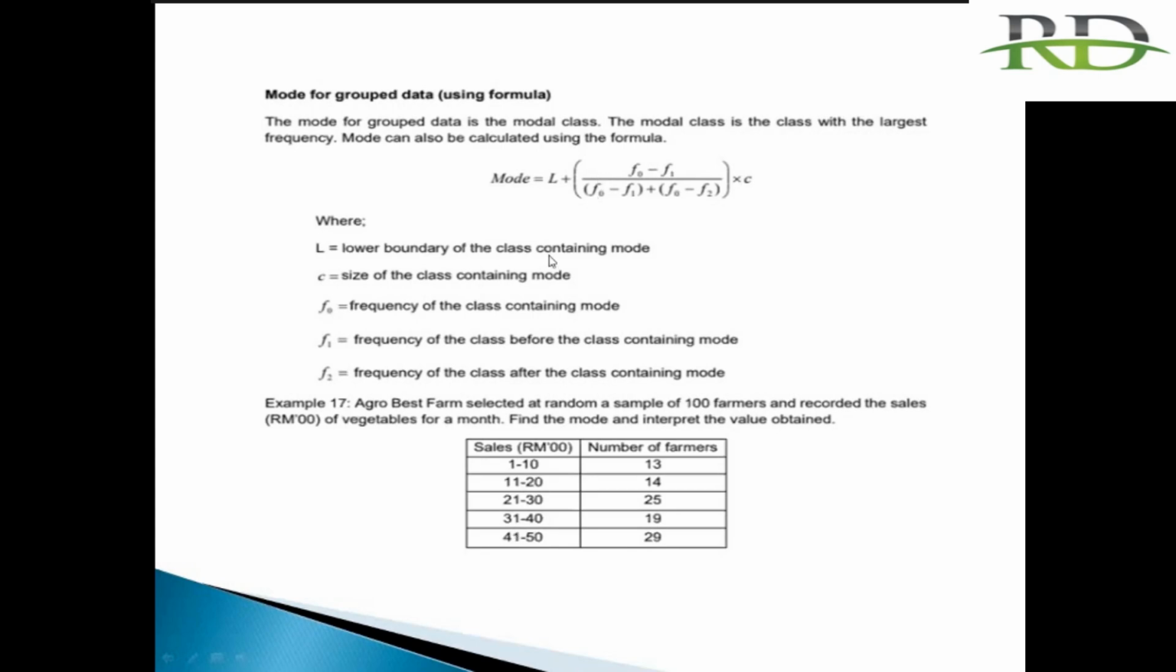So L1 is 41, put it here at 41. F naught is 29. F1 is 19. And F naught is again 29. F1 is 19 plus F naught is 29. And F2 we can put here 0. And C, that is L2 minus L1 here, so that is 9 actually, 50 minus 21. So this way we can calculate the mode for grouped frequency data.